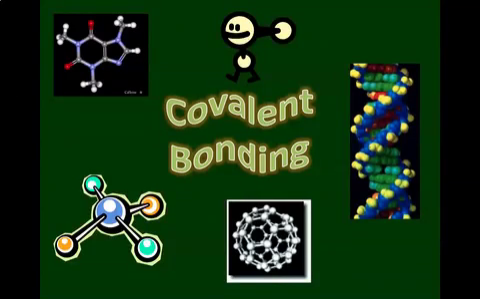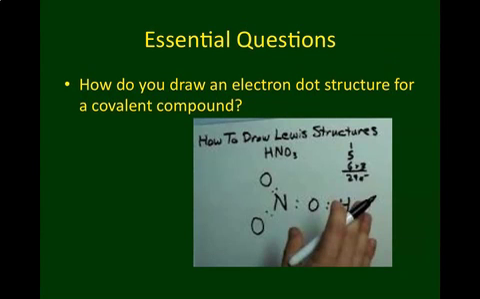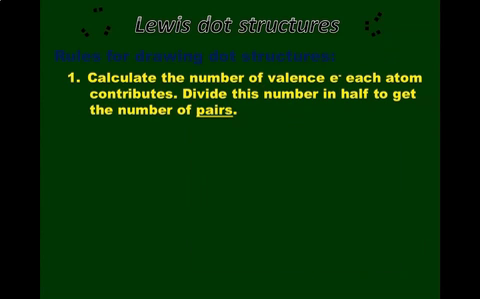The topic for this video is covalent bonding. The essential question is: how do you draw an electron dot structure for a covalent compound? So we're going to use the rules for Lewis dot structures. The first step, we calculate the number of valence electrons each atom contributes, and we're going to divide this number in half to get the number of pairs.